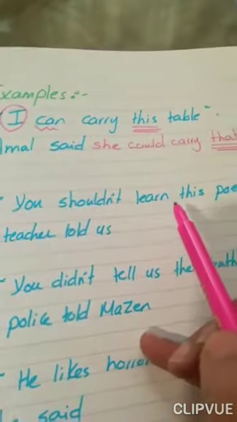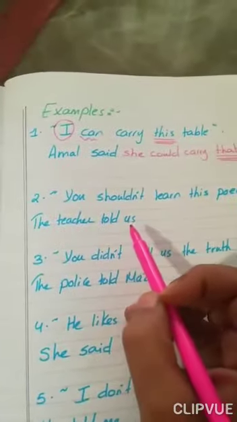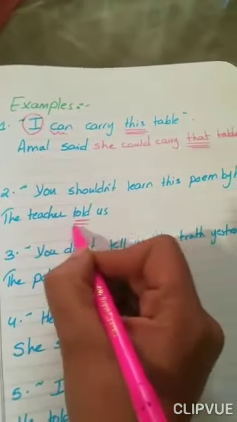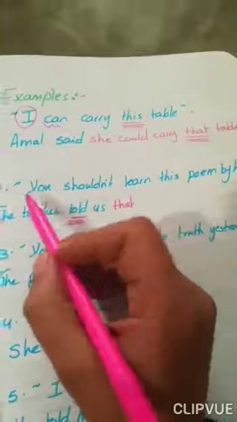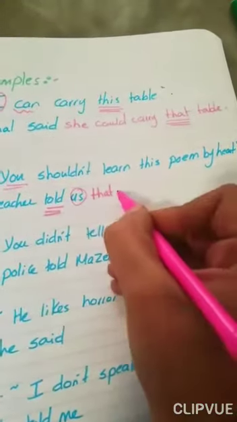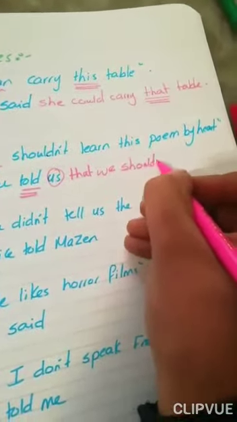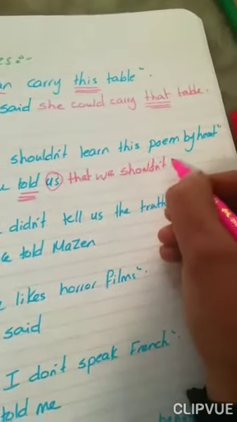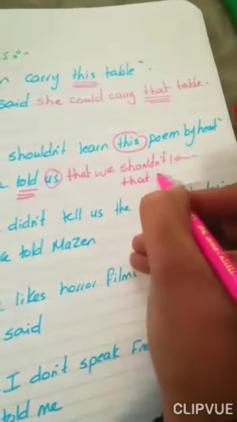You shouldn't learn this poem by heart. The teacher told us. Remember that told, you have to use that. Okay? The teacher told us. You here, because she's talking to us, then becomes we. We shouldn't stays as it is, learn, and this becomes that.